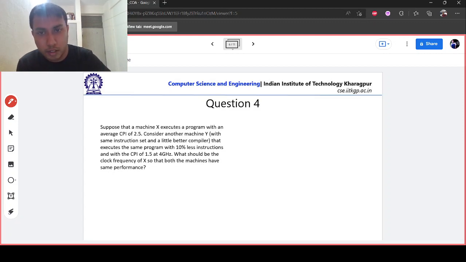So it is said, this is a machine X and this is a machine Y. So it executes a program P. CPI here is 2.5 and the clock frequency is unknown.